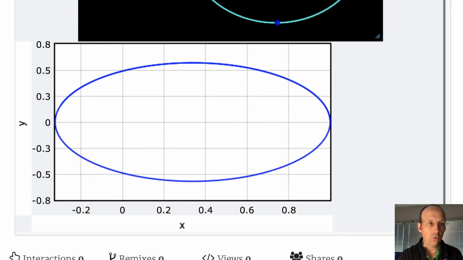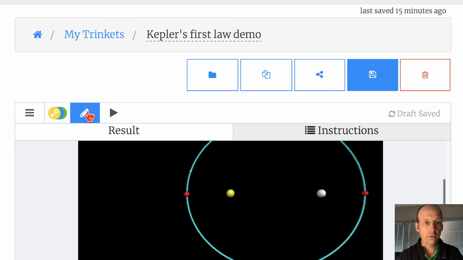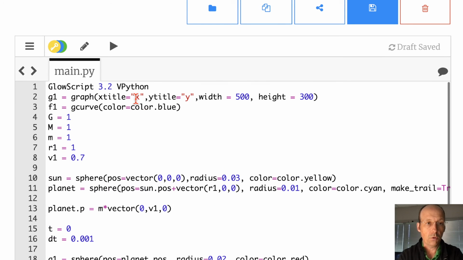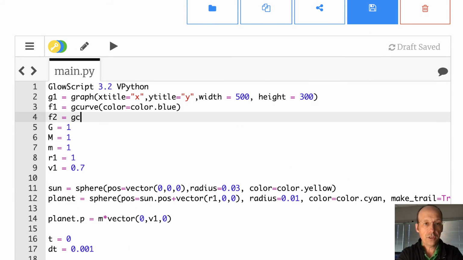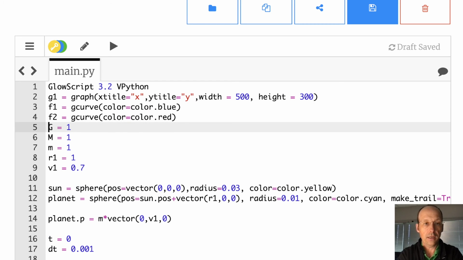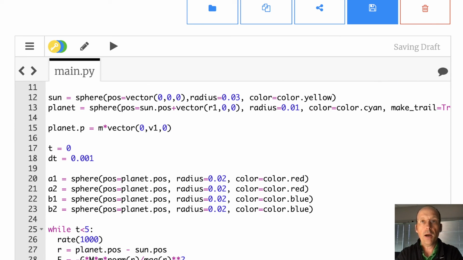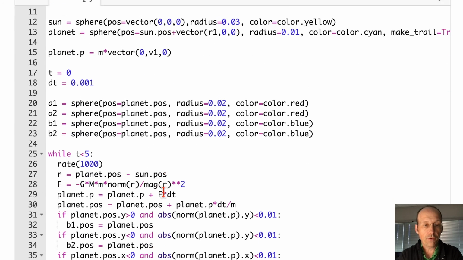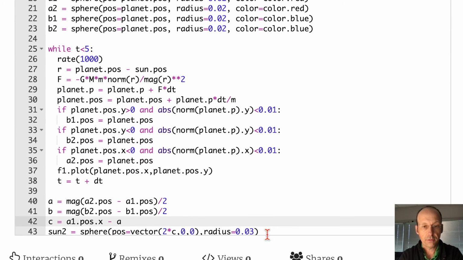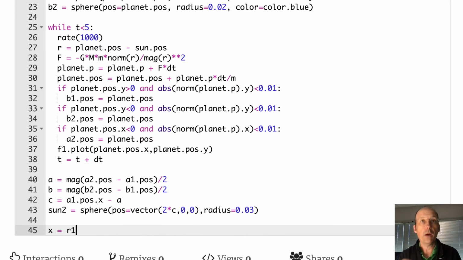So going back to the code, I'm going to make two more curves, and I'm going to make them red. So let's say F2 is G curve, color equals color dot red, and then F3 equals G curve, color equals color dot red. I want both to be red. Okay. So now I'm going to make another loop. What's my starting value of x? I'm going to say x equals r1. I want to start at that same spot, right? Because I want to make the trajectories match.